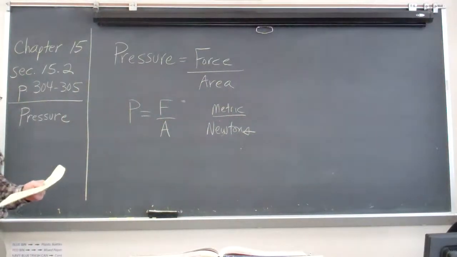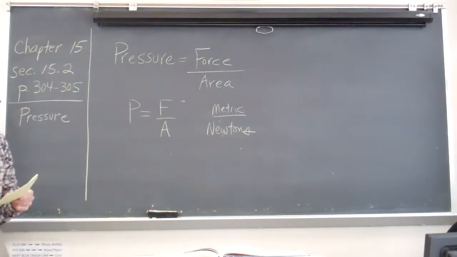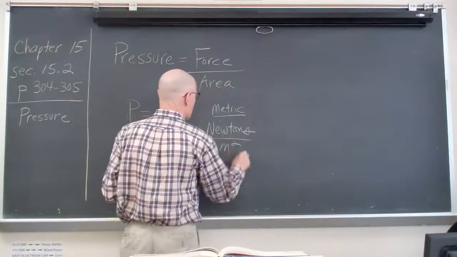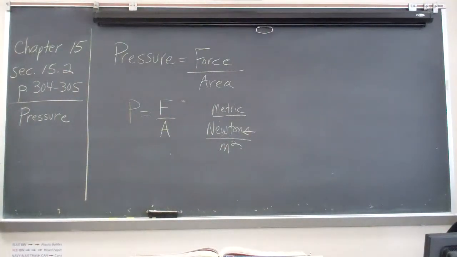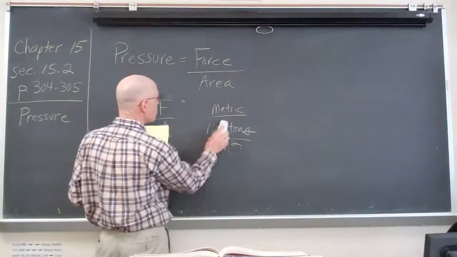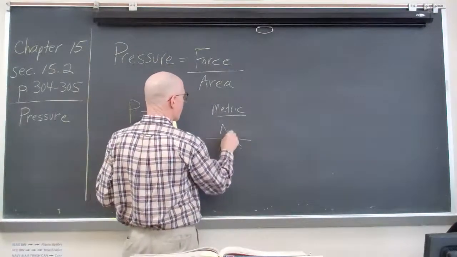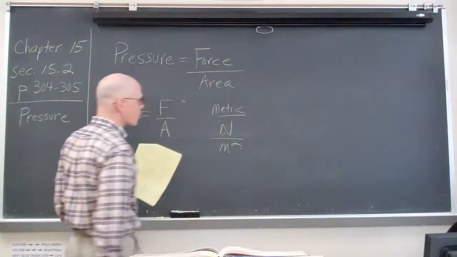And then what might be some units for area in the metric system? So the metric system always will default to standard units. So the standard unit of length in the metric system would be meters. So area in this case would be square meters. So typically you would see the units abbreviated this way, newtons per square meter.